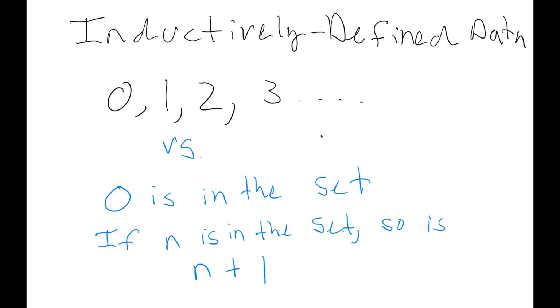And even humans do. In fact, some IQ tests have people try to figure out what number is next in a sequence of numbers. Whereas inductively defined data uses itself in the definition. So 0 is in the set. If n is in the set, so is n plus 1. So hopefully we remember definitions like that from previous classes.